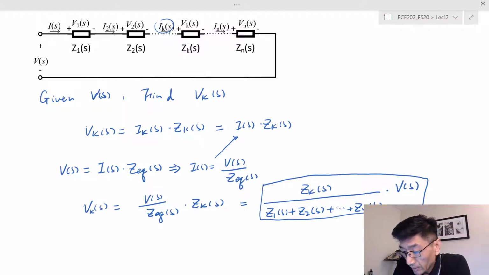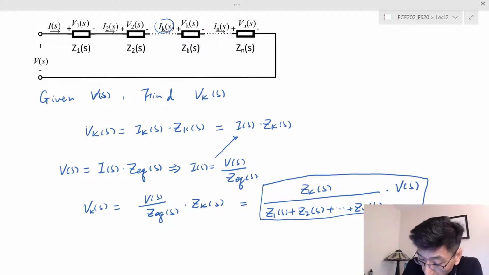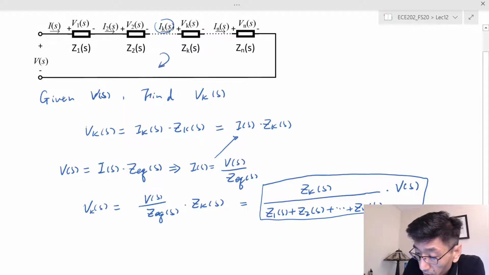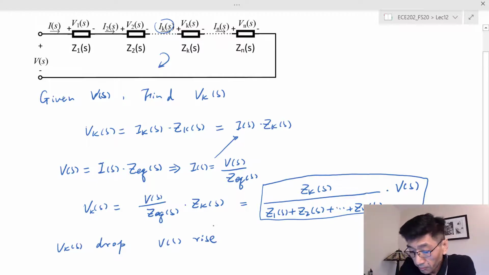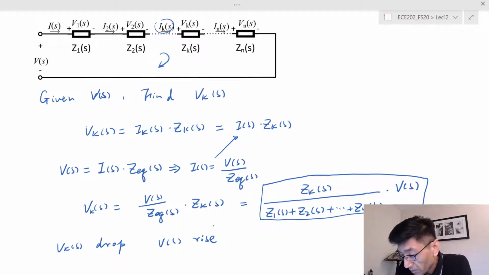The one caveat here is you have to be careful. Here, if you go in this direction, V sub ks is a drop, and the total voltage here is a rise. So you have to be careful. If somehow you label both as voltage rises or both as voltage drops, in that case you will end up with a negative sign. We will look at an example to illustrate that point. So that's very, very important.